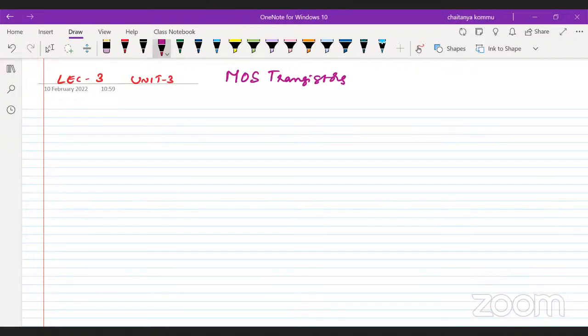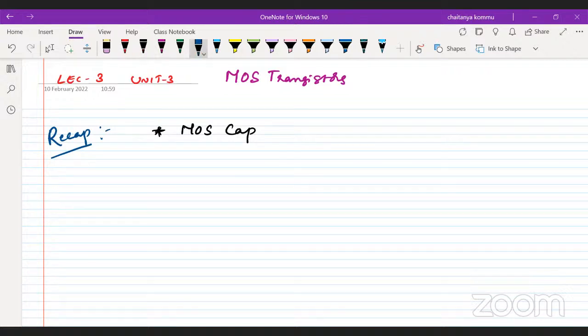So let us recapitulate what we have seen in the previous class. We have seen the important part of the MOS transistor, that is called the MOS capacitor, and the related structure, and the different modes that are available in the MOS capacitor by applying different potentials between the upper plate and bottom plate. So let us quickly recapitulate that.